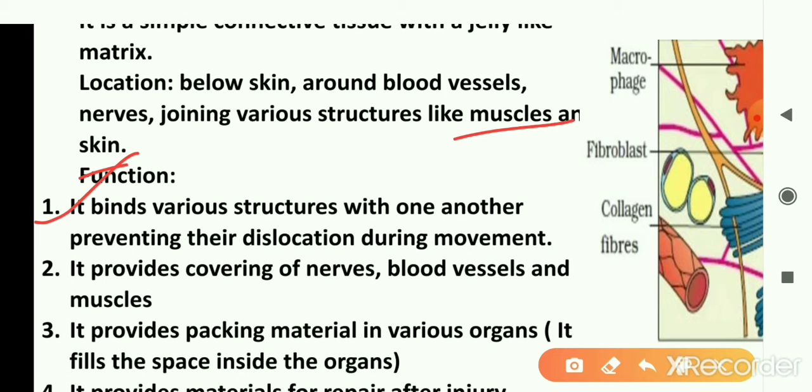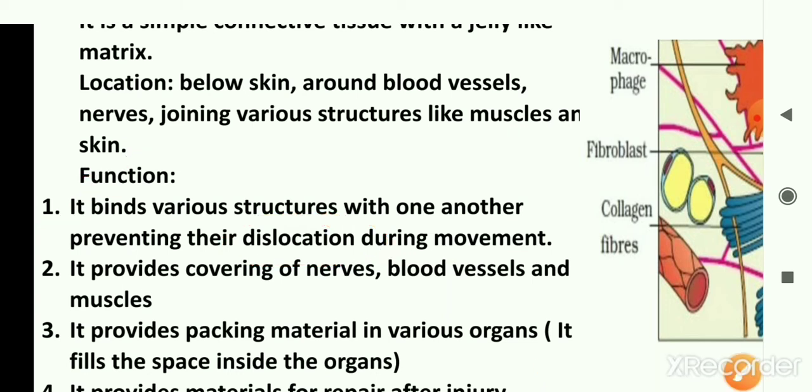There are many organs present, and those organs are not just hanging inside the body cavity. Rather, they are all attached to one another or to the body wall by means of areolar tissue, so that when there is movement, the organs will not get dislocated. That is a function of areolar tissue: it binds various structures with one another, preventing their dislocation during movement.